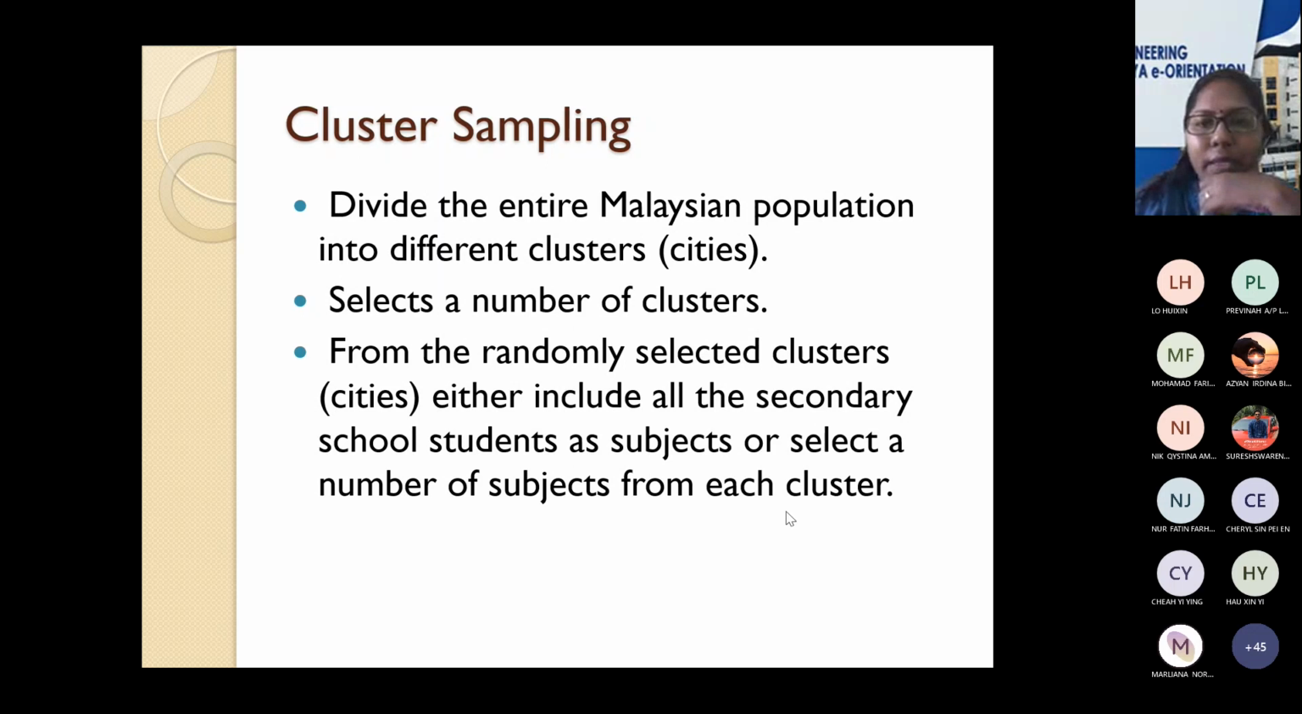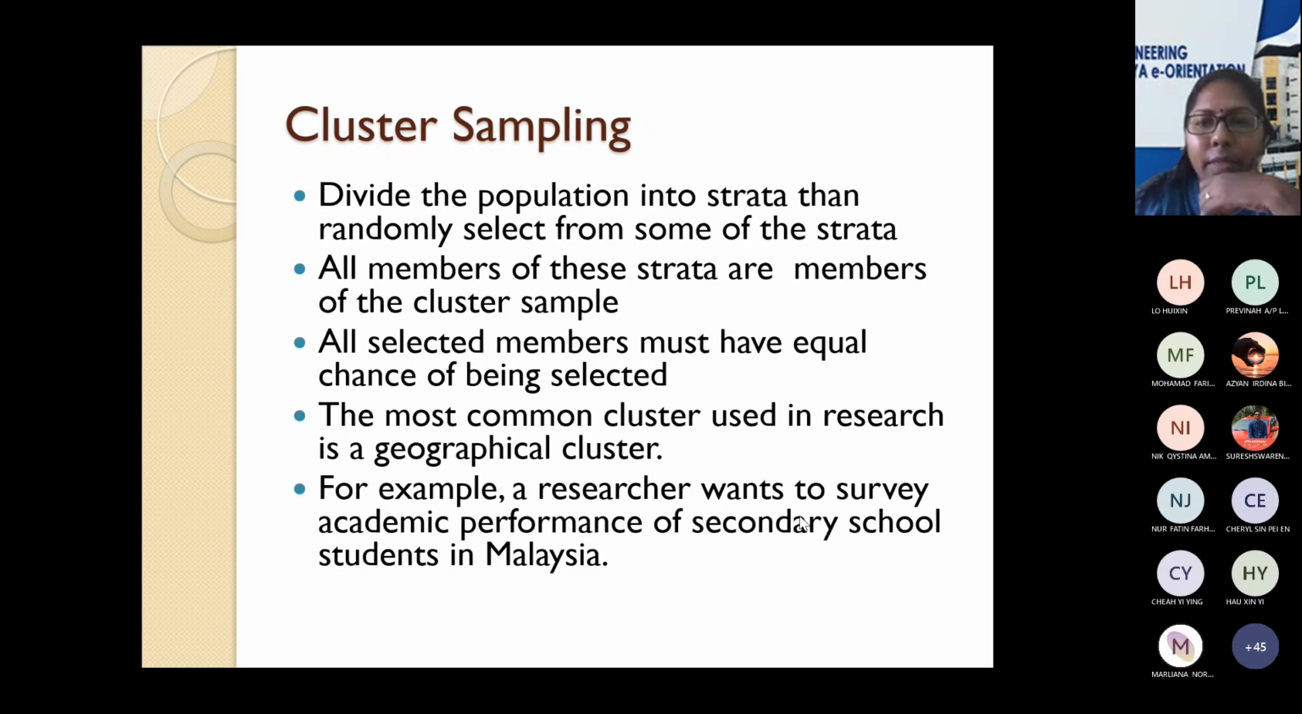Usually this happens in our academic performance studies. They divide the students into separate clusters like north, south, region, central, and on the other side, Sabah and Sarawak, they always put it aside, East Malaysia. So that becomes a cluster. You just pick from a certain group of strata.